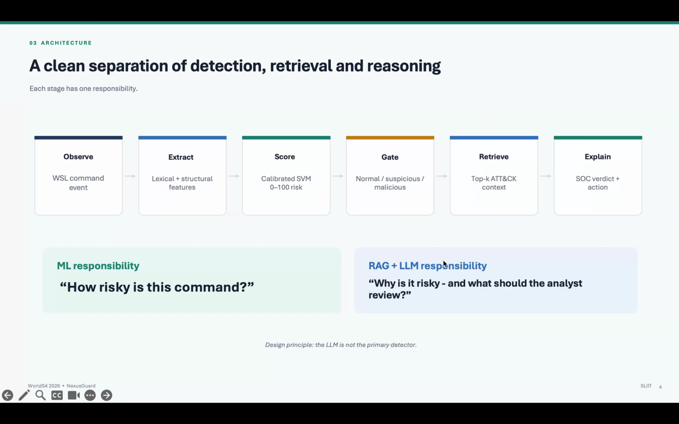Machine learning answers how risky the command is, and then once it gets into the retrieval layer, the RAG and the LLM layer answer why it has been risky. Why might it be risky, and what should be reviewed? Those things are answered by the RAG and LLM.